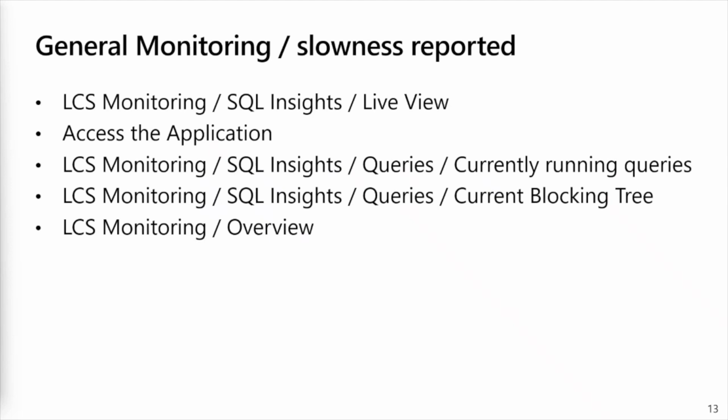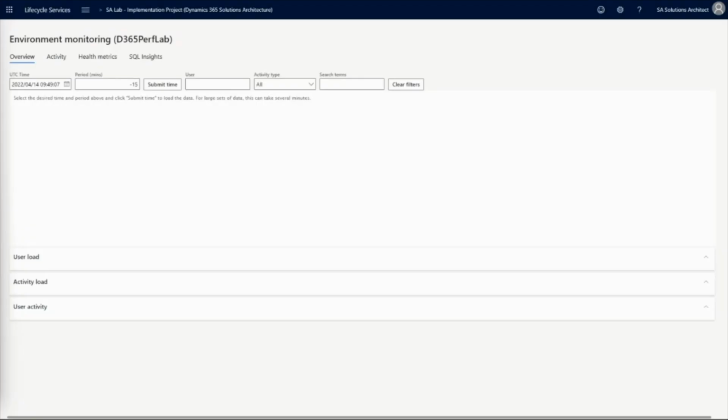Log in and access the application. In the LCS monitoring, the queries, the currently running queries, as well as the current blocking tree. Finally, we will also use the overall LCS monitoring overview. In the next couple of minutes, I would like to run a demo how to troubleshoot a real problem of live performance using the Lifecycle Services tools available in LCS for Finance and Operations app.